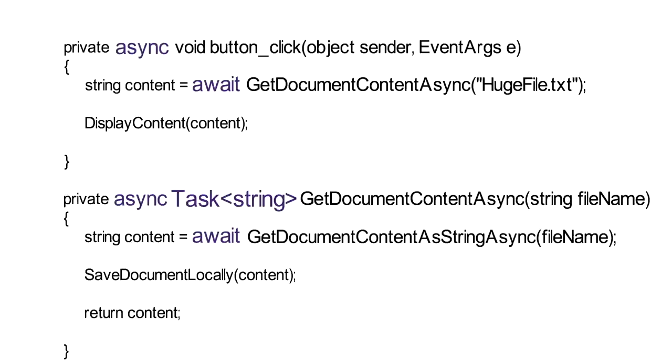All asynchronous methods that are not high-level event handlers like the button_click event handler will return a task object if the relevant method does not return a value, or a generic task object if the relevant method does return a value, as is the case with our getDocumentContentAsync method, which returns a string. So, for example, the getDocumentContentAsync method returns a string value once it has completed. So to reflect that this method is an async method that returns a string value, we include the generic task type in its method signature, and this generic task type accepts the string data type as its argument.